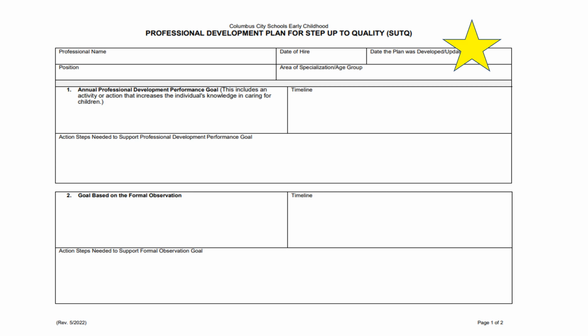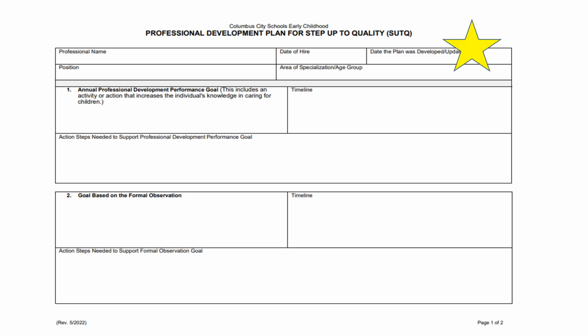When you look at the plan, you will see 3 goals, and to the right of the goal, you will see a box titled Timeline. For the timeline, it is acceptable to write the current school year. For example, you can write in 2022 to 2023 school year.